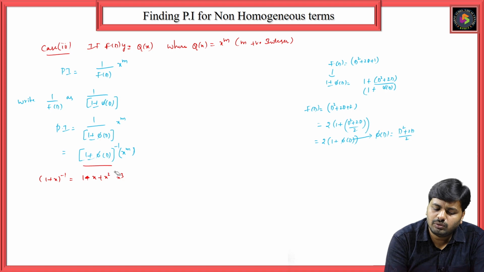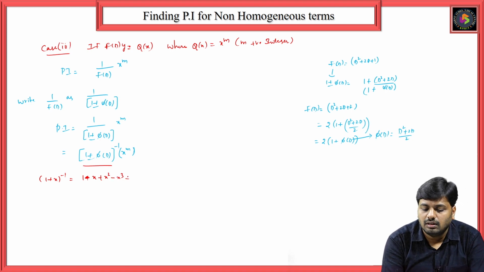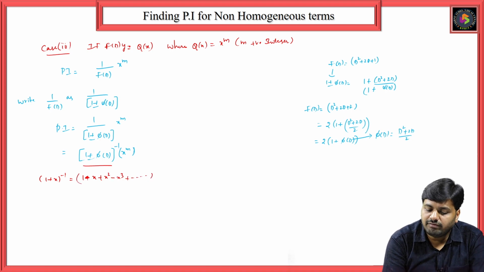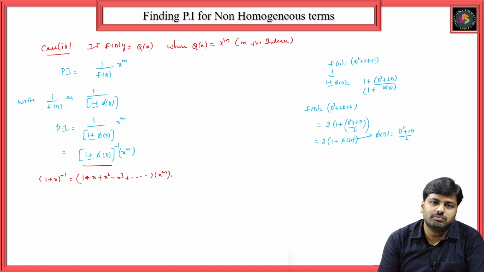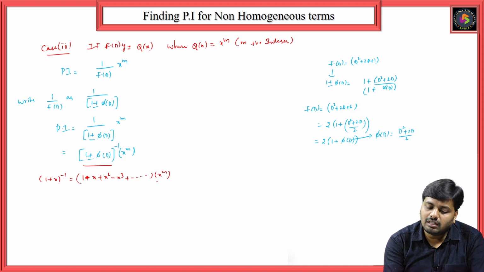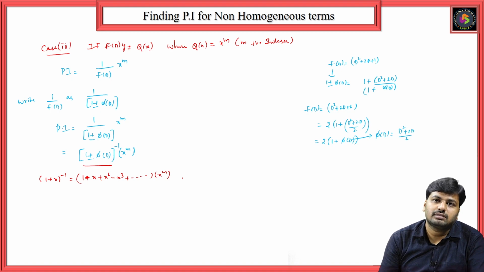What is the use of this? The x power m will definitely become 0 at some derivative: the m plus 1th derivative of x power m becomes 0. So we have to write this expansion only till the derivative of the function x power m becomes 0, that is, up to the m plus 1 case.